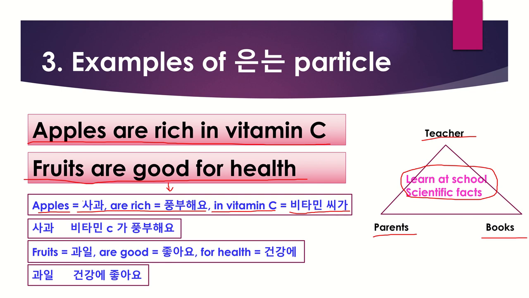All right? Okay. So, apples, 사과. 과 ends with a vowel, so we need which particle? 사과는 비타민C가 풍부해요. Okay, and fruits, 과일, are good, 좋아요, for health, 건강에. And 과일, 일, ends with a consonant ㄹ, so we need particle 은. 과일은 건강에 좋아요. Okay, do you get it?